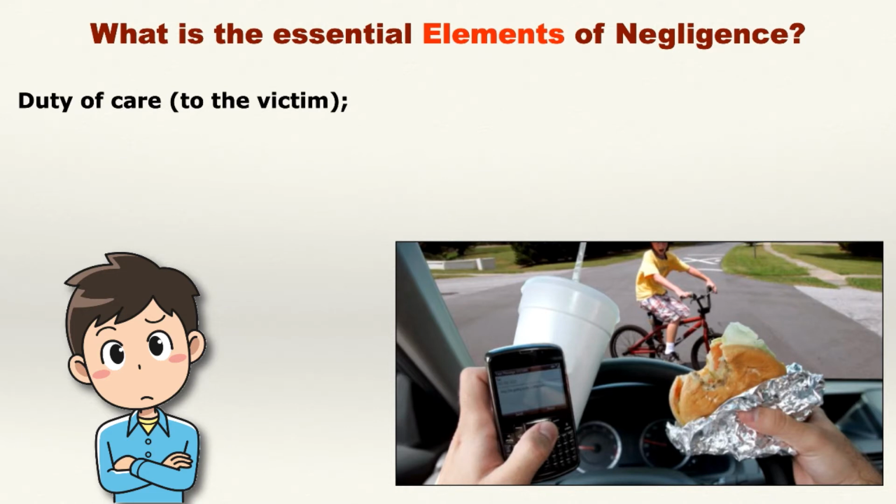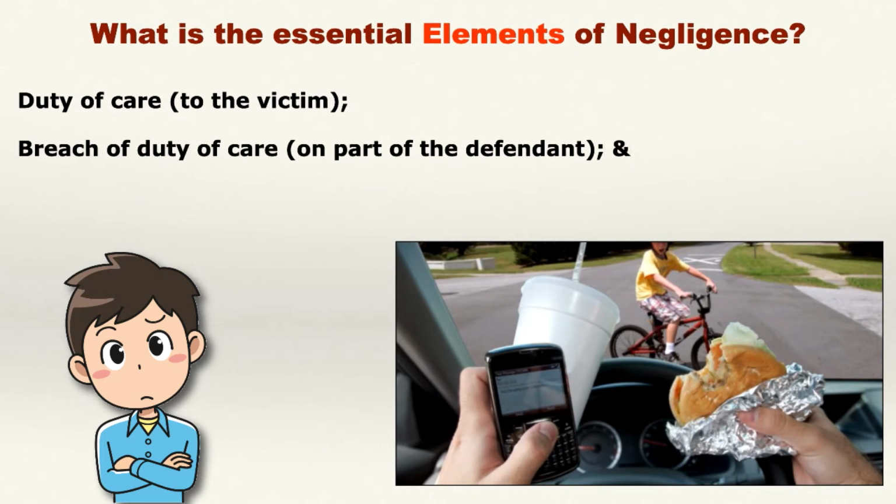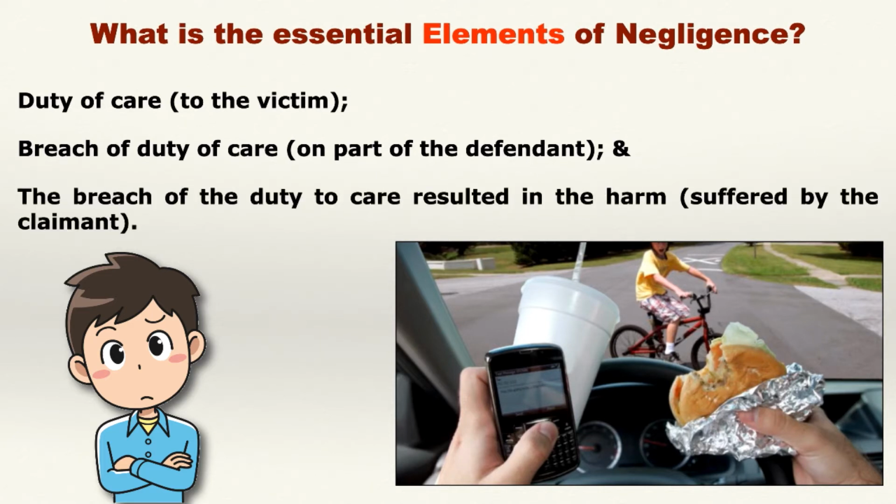Okay, the next one is breach of duty of care on the part of the defendant, and the last one is that the breach of the duty of care resulted in the harm suffered by the claimant. Okay, so now let's understand all these three essential elements. Though we will discuss them in detail on subsequent slides, for now you first understand it in brief.